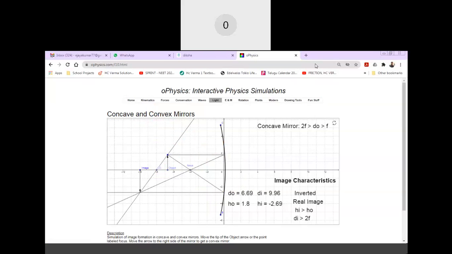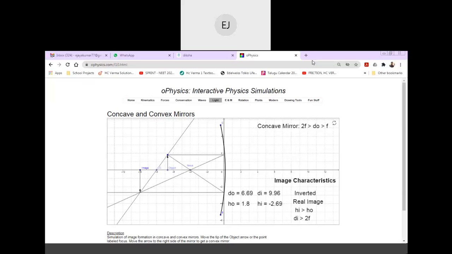Please wait. Once again, I repeat. First, we understood center of curvature. A curved mirror is a part of a sphere, and every sphere has one center, that is the center of curvature. Next, we understood pole. Pole is the midpoint of the mirror. And next, principal axis, that is the line drawn through center of curvature and pole.